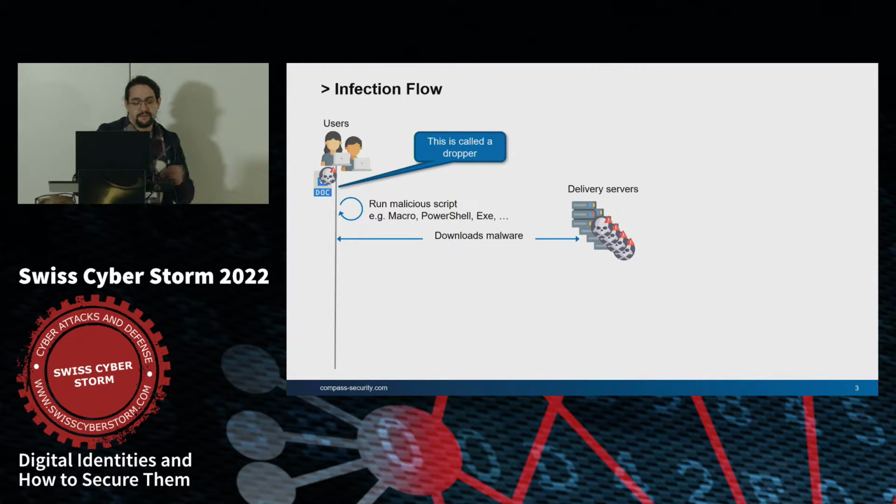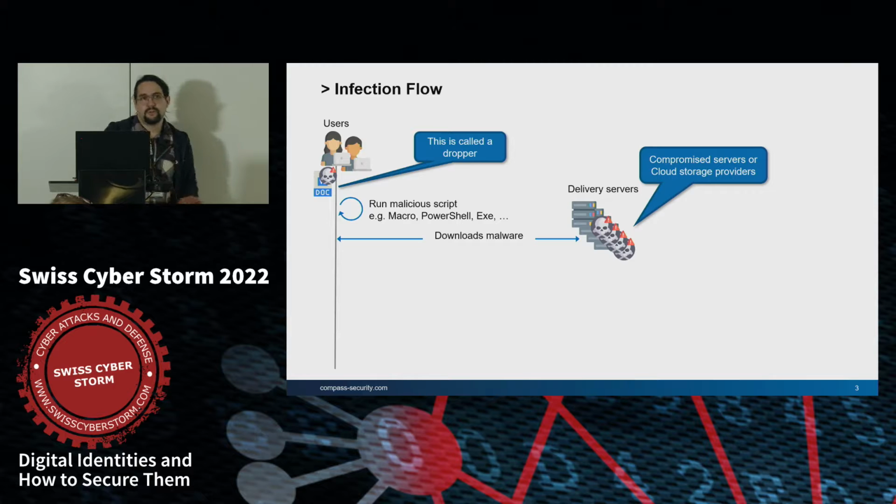Then this type of malware simply downloads additional malware. This is to prevent the intellectual property of the attackers from getting known quickly. These are all handled by servers that are compromised and/or cloud providers, so Dropbox, AWS, etc.